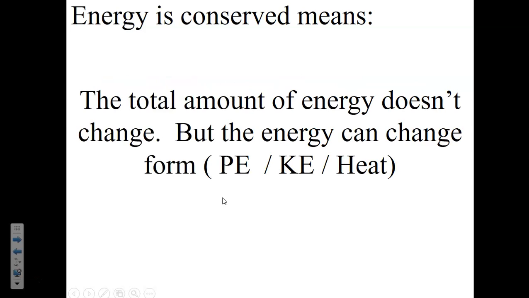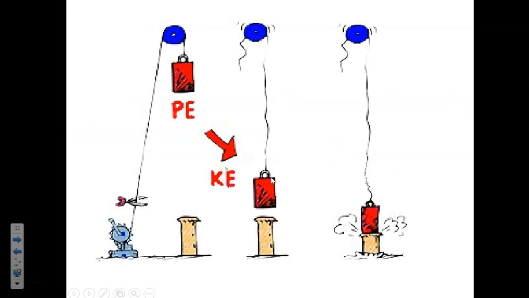So energy can change from potential energy to kinetic energy to heat to elastic potential energy to gravitational potential energy, to any form that you can think of, but the total number still has to work out. So here we have a weight that's lifted, and it's starting off with gravitational potential energy.